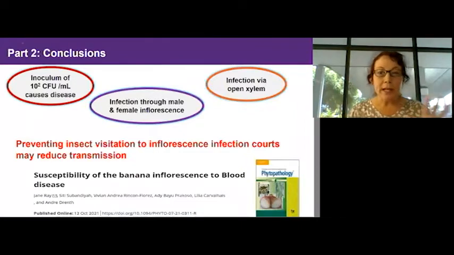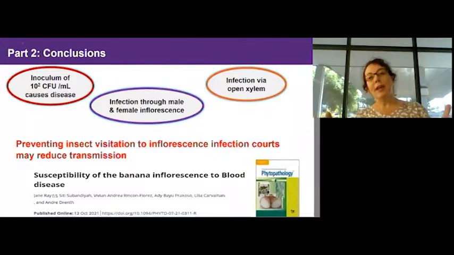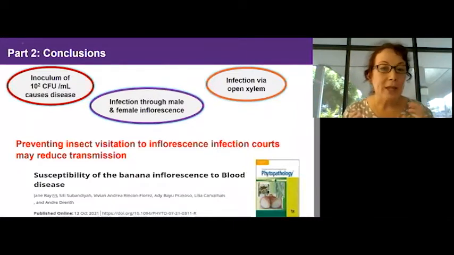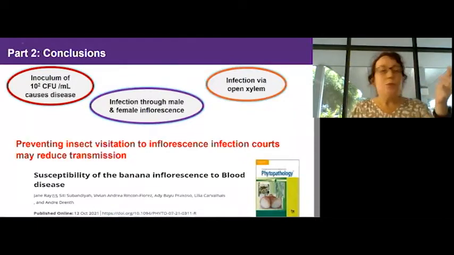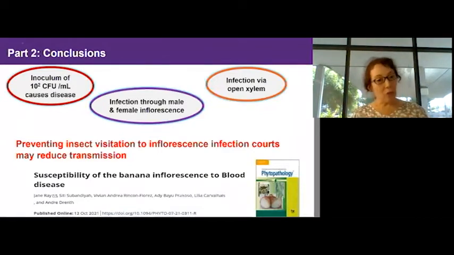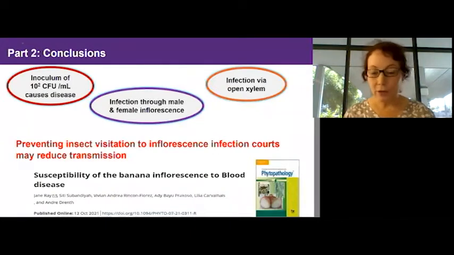Now, with this, we can conclude that if we protect the inflorescence from insect visitation, this would reduce insect-mediated disease transmission. And what this means is that bagging the inflorescence at emergence in a sealed cloth bag and removing the male bell by snapping it off would assist to reduce transmission in the field. Now, if you'd like more details on this section of work, it's already published in Phytopathology.